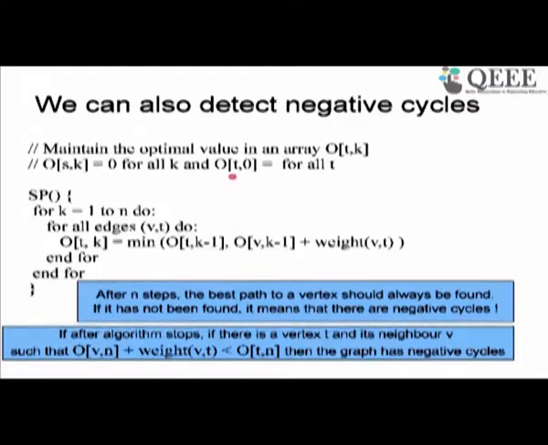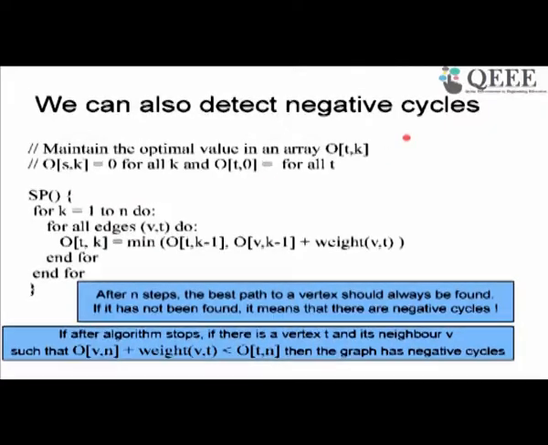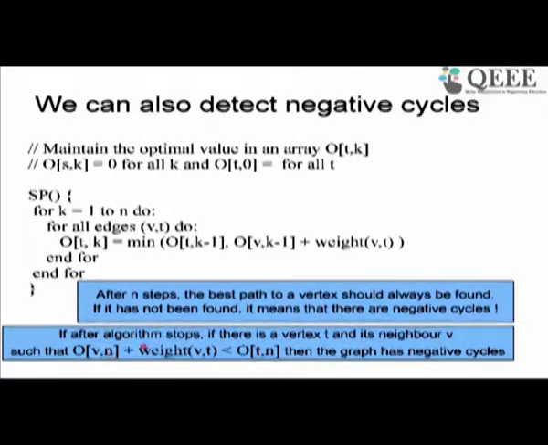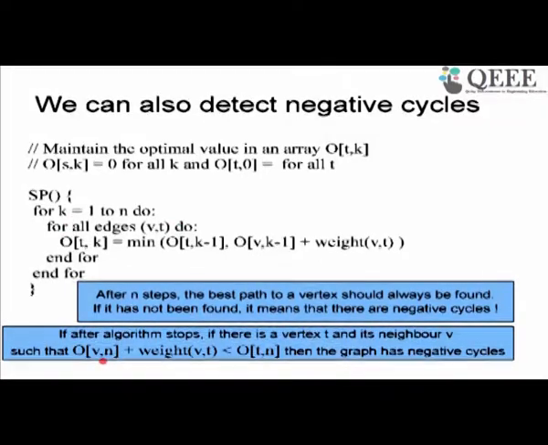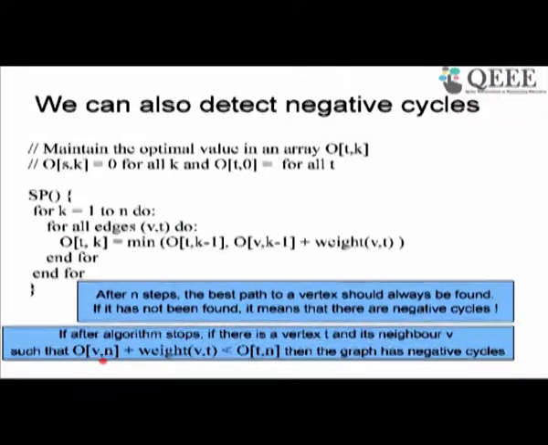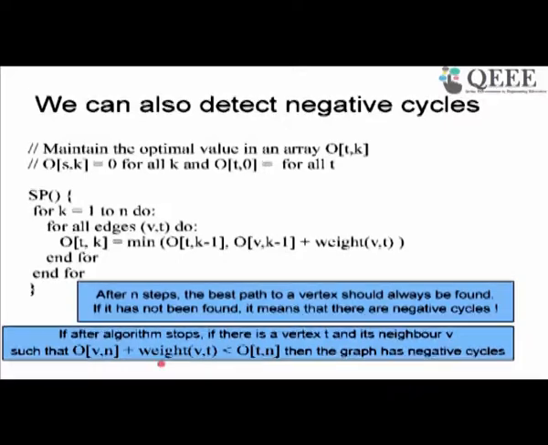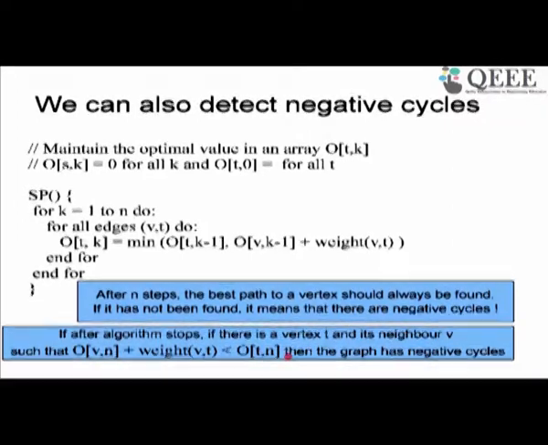Okay. So the interesting thing about Bellman-Ford is that it can also find negative cycles. What are negative cycles? If I go around a cycle, the cumulative weight of that is negative. Such a thing is called a negative cycle. Okay. How do I find a graph with negative cycles? After the algorithm has finished, I check whether or not there is an edge (V, t) such that d[V] plus weight of (V, t) is less than d[t]. If there is such an edge, there must be a negative cycle.